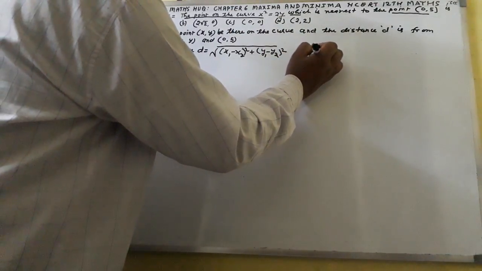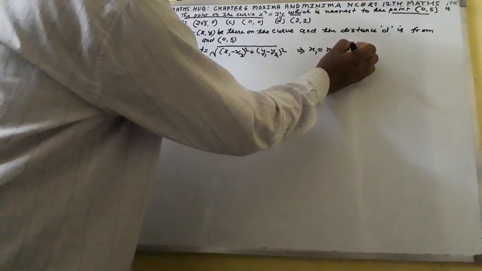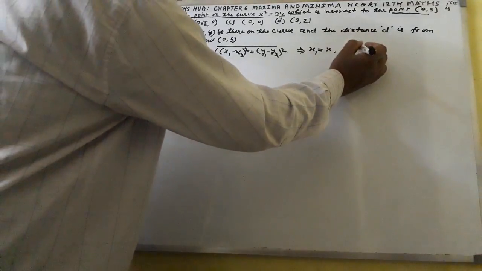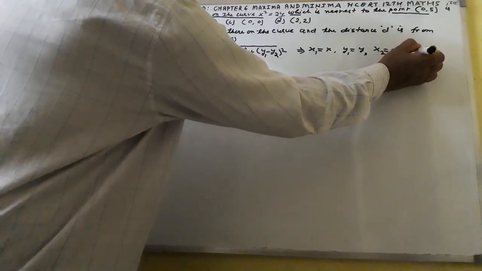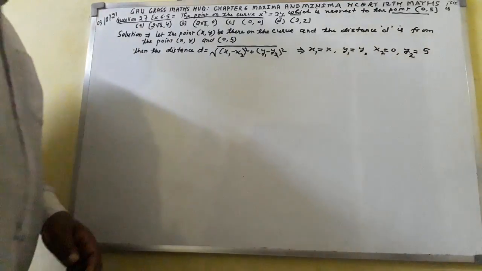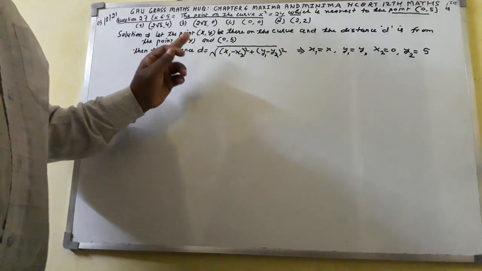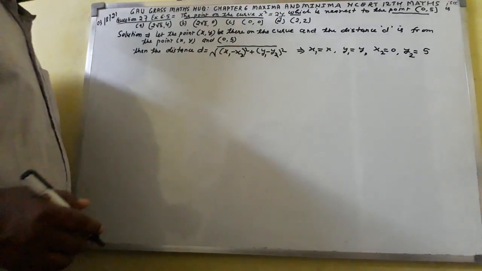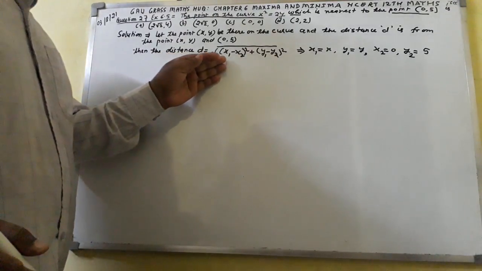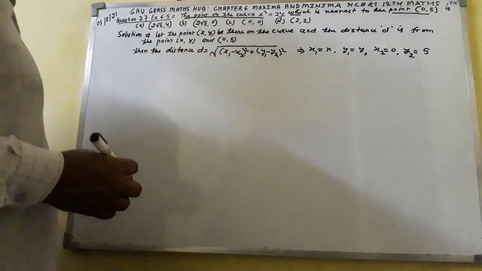Implied that x1 equal to x, y1 equal to y, x2 equal to 0, y2 equal to 5. This is the formula: distance d equal to under root (x1 minus x2) whole square plus (y1 minus y2) whole square. Now what to do next?